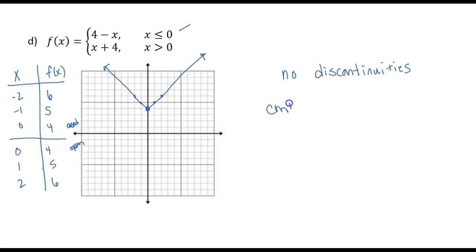And this graph is continuous everywhere. So you could say that it's continuous on the interval from negative infinity to infinity if you have to list an interval. And that is basically what it means to discuss the continuity of a function.